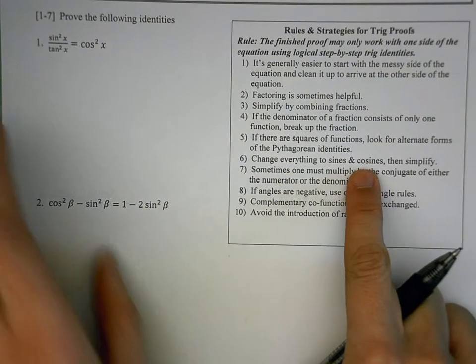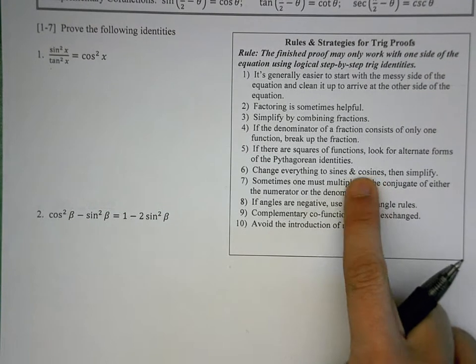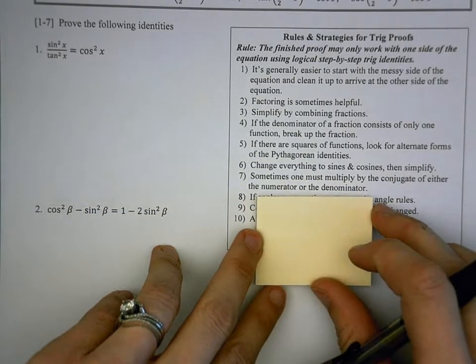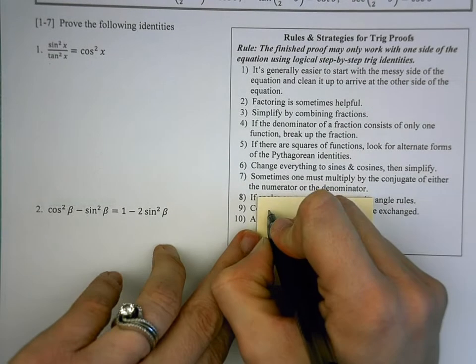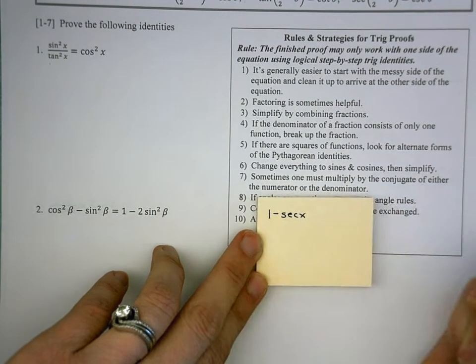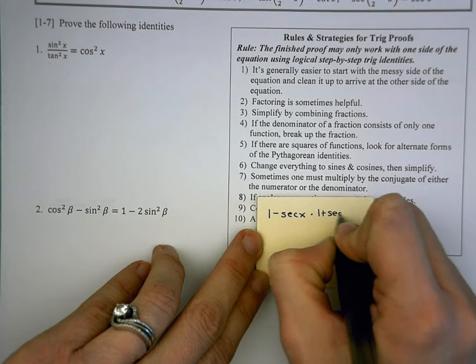Number 6, change everything to sines and cosines. I made that recommendation in objective 2, so it's still here as a recommendation. Sometimes one must multiply by the conjugate of either the numerator or the denominator. So quick review, you can add this off to the side here if you forgot what conjugates are. But conjugates are like if you had 1 minus secant x, you might multiply by 1 plus secant x.